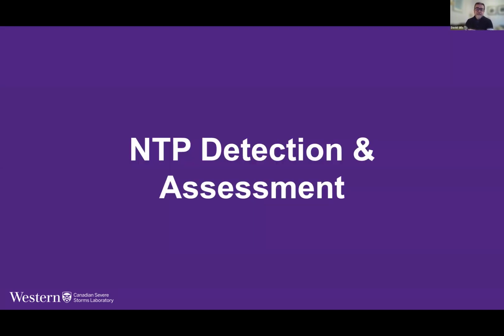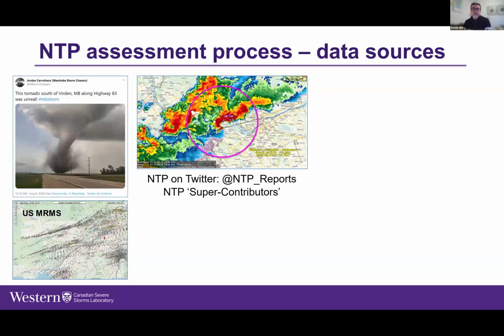So how do we detect and assess tornadoes at NTP? A lot of our events start with a social media post, and there's one here at the top left from the Scarth tornado back, when was that? 2021, maybe? In Manitoba. And this was the first indication that this was happening. So sometimes it's right away that there is a tornado. There's no doubt about it.